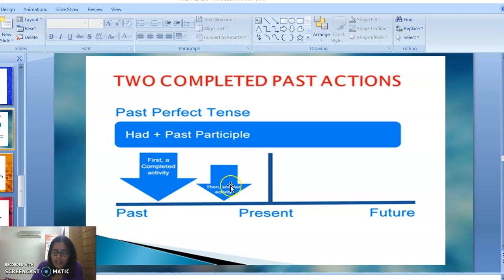So both these actions took place in the past, and these actions are not at all relevant to the present time. This action started in the past and got over in the past. This second action also started in the past and got over in the past. But you have to keep in mind that for the first completed action in the past, you will use past perfect tense, and for the second past action, you will use simple past tense. That is what past perfect tense is all about. Moving on to the next slide.